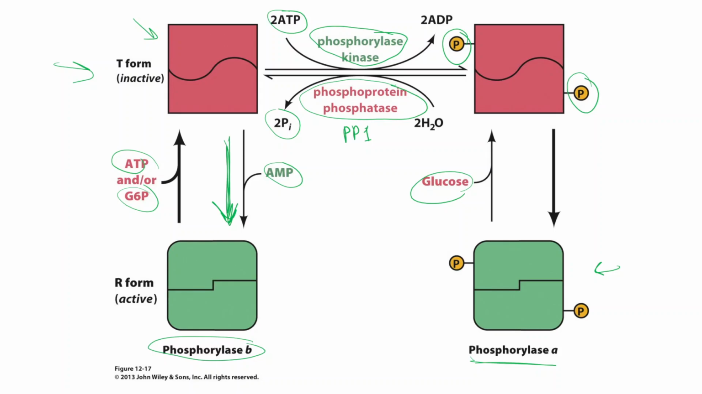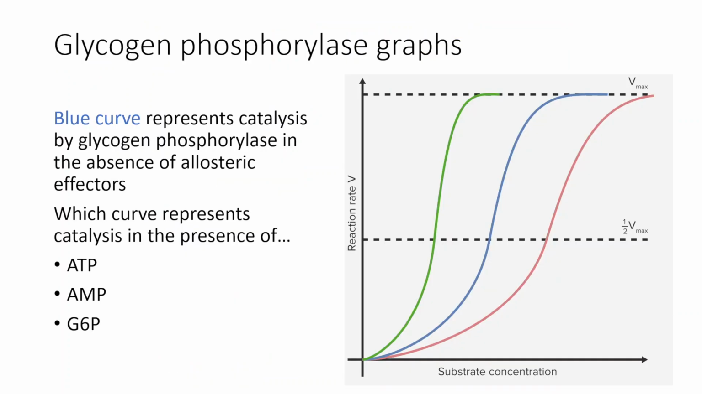Any other questions? All right. So let's now think more about enzyme activity and allosteric effectors. Here is a graph depicting basically a Michaelis-Menten curve, right? We have reaction rate over here. We have substrate concentration on the x-axis.